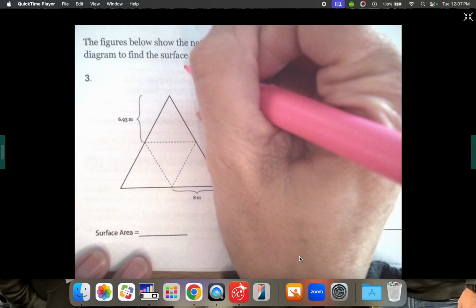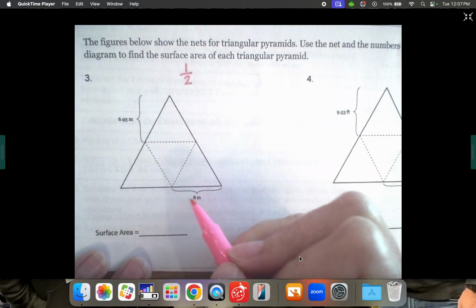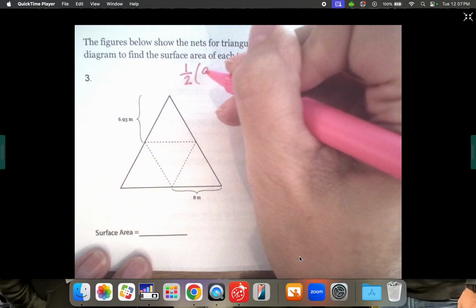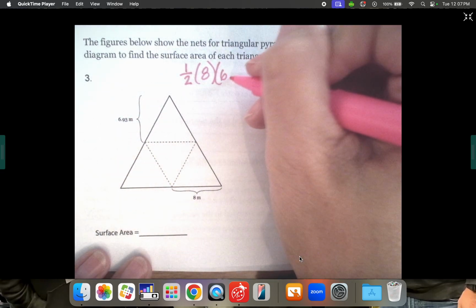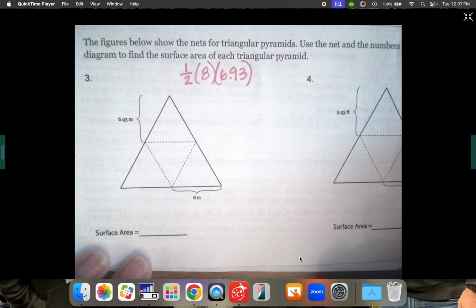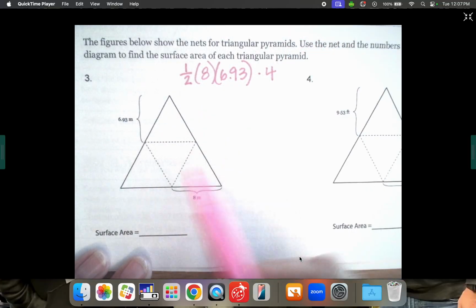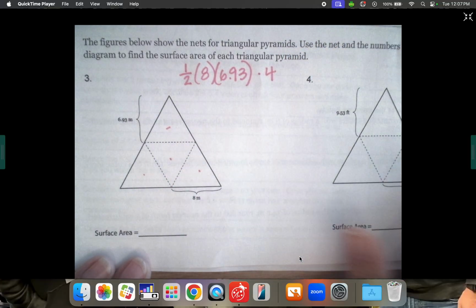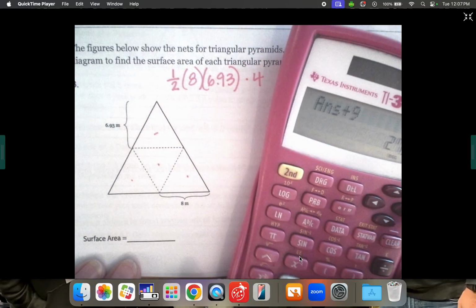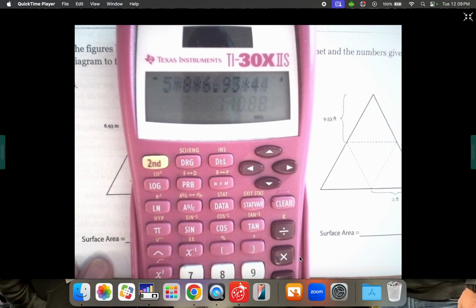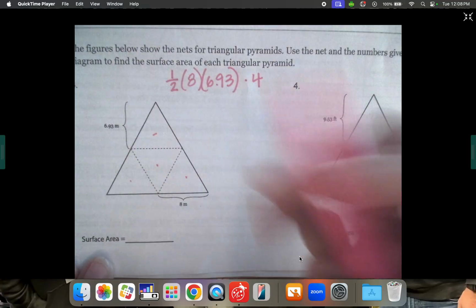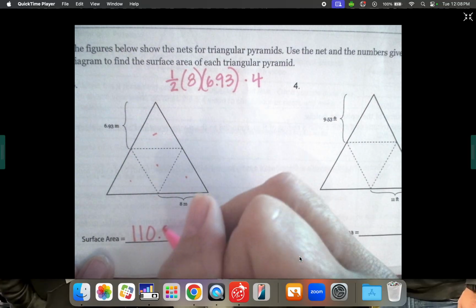So to do triangles, it is half base, which is 8 in this case, times height, which is 6.93. And then that whole thing we're going to multiply by 4 because, again, there are 1, 2, 3, 4 triangles here. So I'm just going to do it in my calculator. So I'm going to do 0.5 times 8 times 6.93 and then times 4 for the grand total of 110.88.